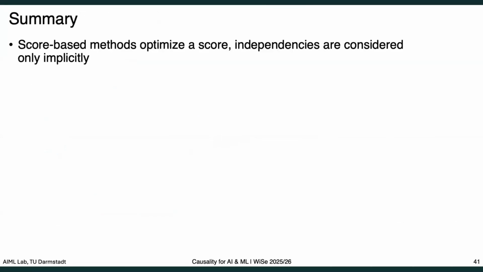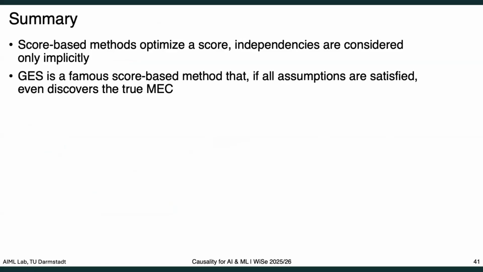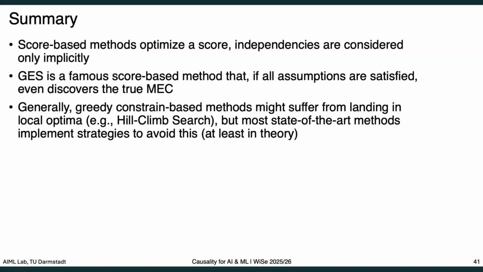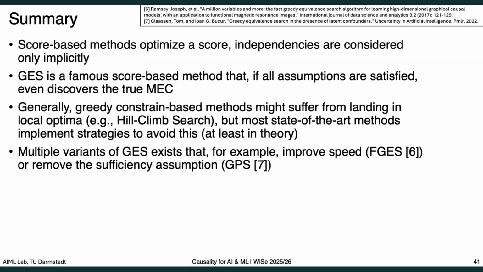All right. So score-based methods optimize the score. Independencies are considered implicitly. GES is pretty famous for that. If all assumptions are satisfied, it also discovers the true MEC, same as PC. Generally, local optima might be a problem. For example, if you just trivially do hill climb search, that might definitely happen. But state-of-the-art methods usually take care of that, because there's good enough stuff out there.